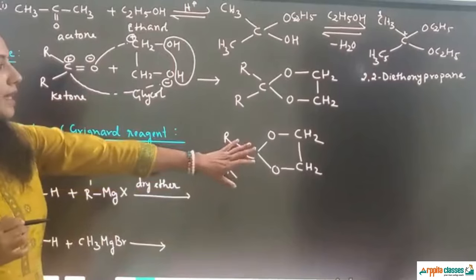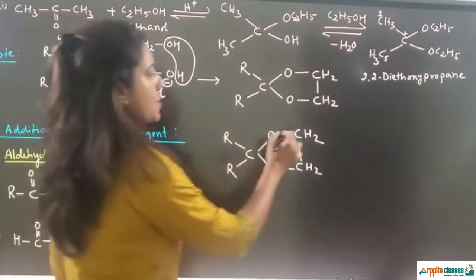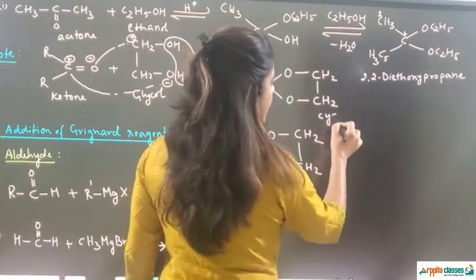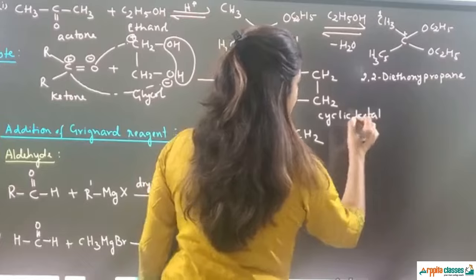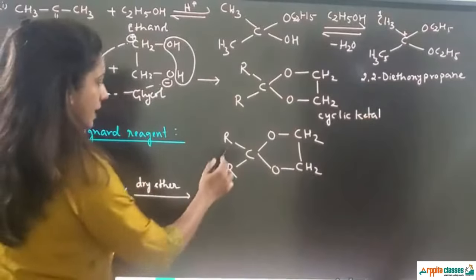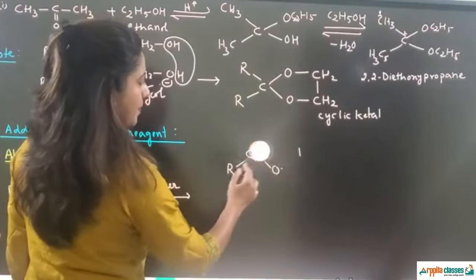So we get a cyclic ketal. This is called a cyclic ketal. Very important reaction. So we get a cyclic ketal in this case.